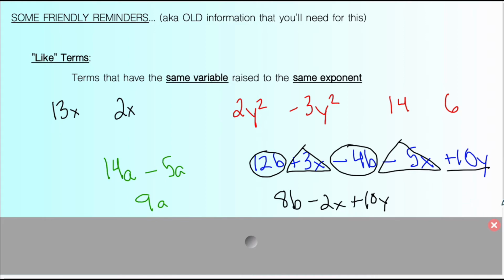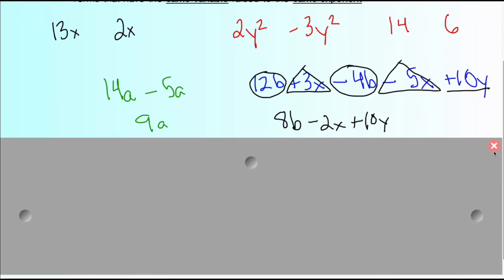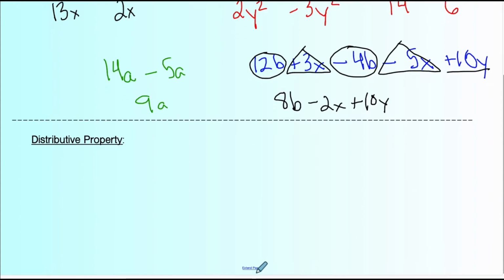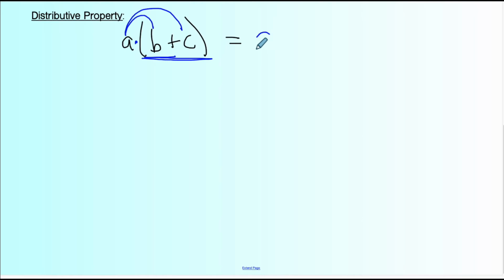The second thing that's old news that is needed for today is a property known as the distributive property. So the distributive property works like this. If I have A times B plus C, you can rewrite that by distributing the A times everything inside of the parentheses. This is A multiplied by this whole thing. So it's A times B and A times C. So you could write that as A times B plus A times C. This and this are the same thing. One is just written a different way.